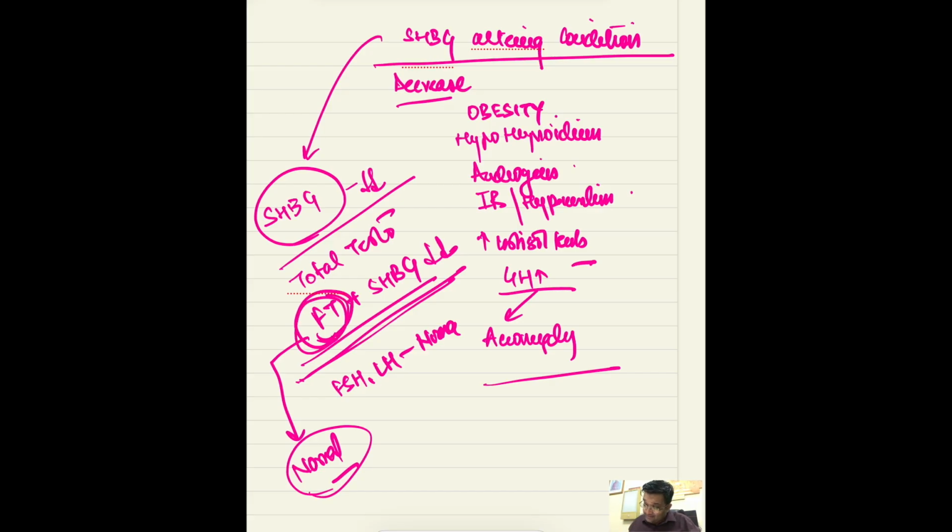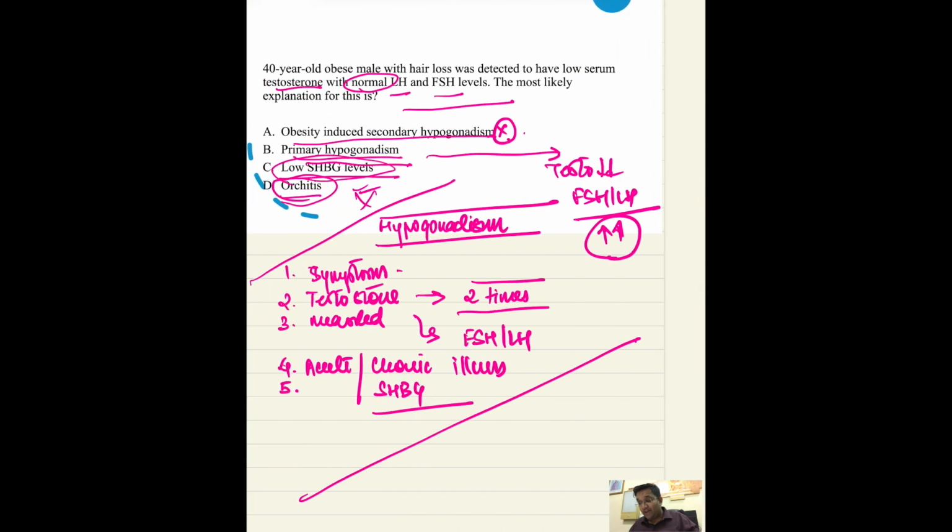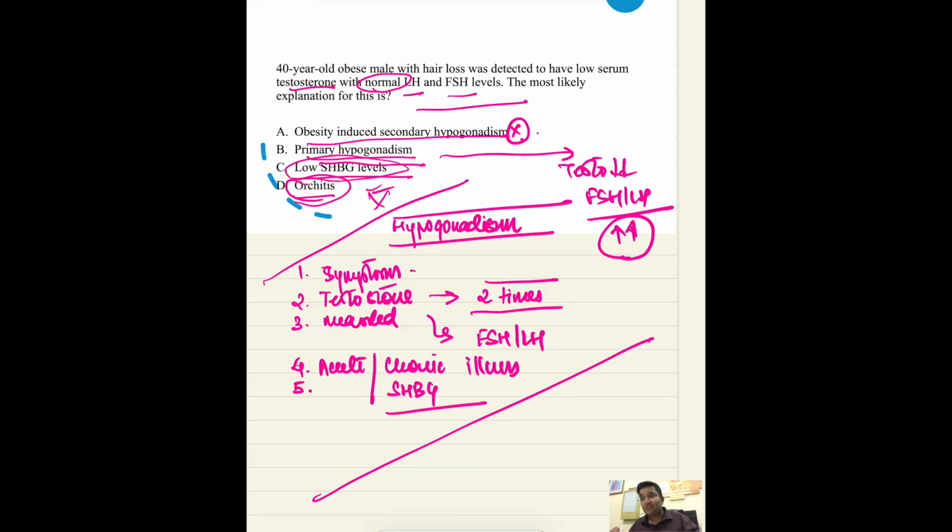And this is the reason why the FSH-LH is normal and the patient is asymptomatic, because the free testo remains normal. So hence the answer to this question is low SHBG levels, as obesity is one of the very common conditions that reduces the SHBG levels, and that causes reduction in the total testosterone level, while the free testosterone level remains normal, keeping the FSH-LH normal and patient asymptomatic. Thank you.